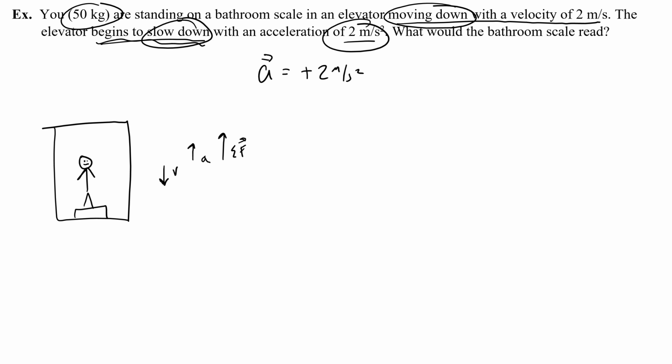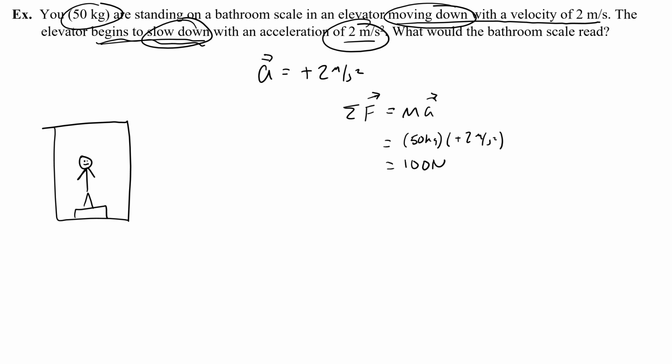Okay, so let's start with the mass and the acceleration. Net force is mass times acceleration. So the net force is 50 kilograms times a positive 2 meters per second squared, or 100 newtons. And now I can draw a free body diagram and think about what's happening with the normal force. So let me do that to the side. I'll get rid of these. Okay, so free body diagram. The weight is down. The weight is 50 times 10, so 500 newtons.